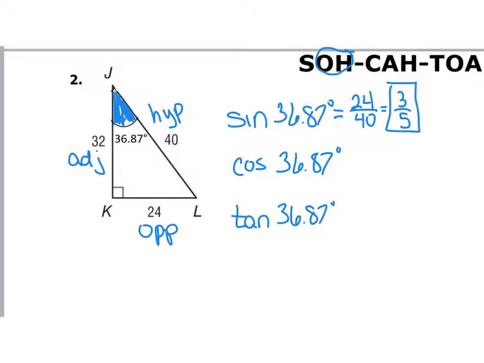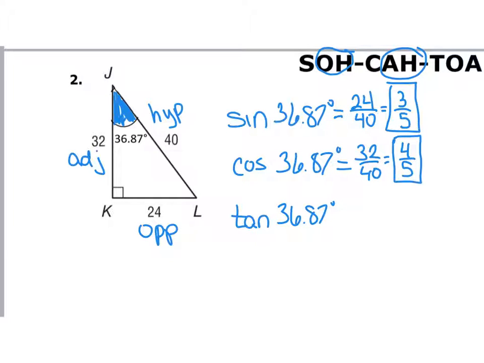All right, and then my cosine, ka, is going to be what? 32 over 40. Adjacent over hypotenuse, 32 over 40, which is 4 over 5. Very good.